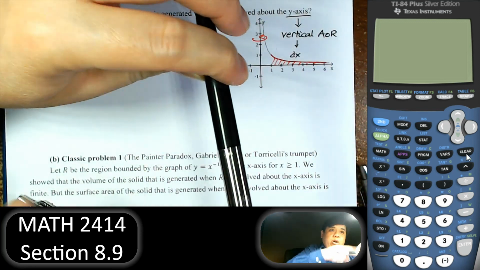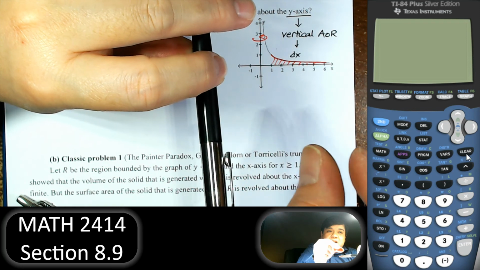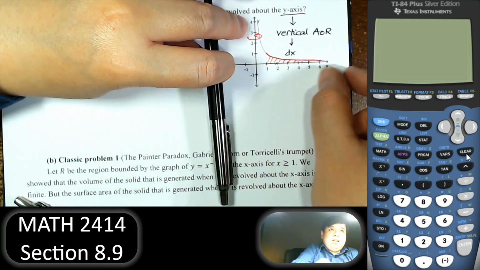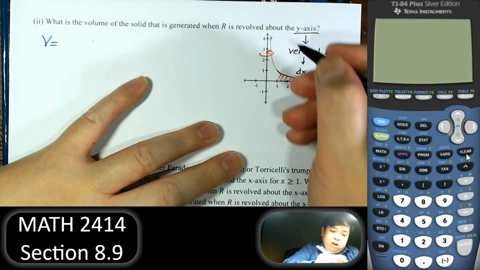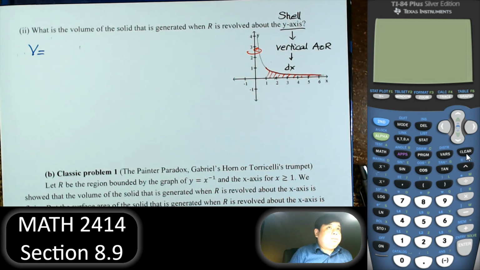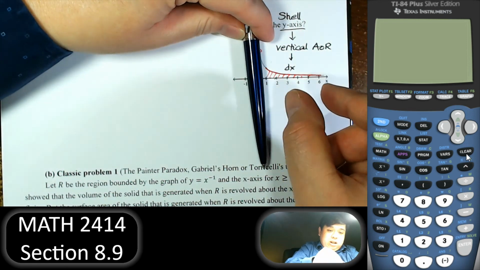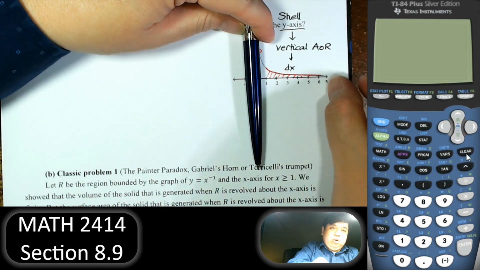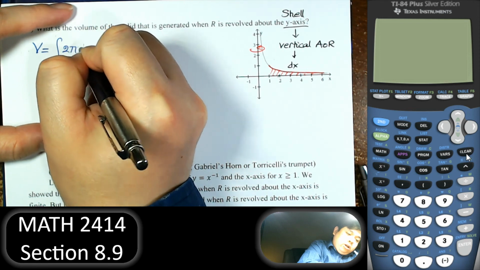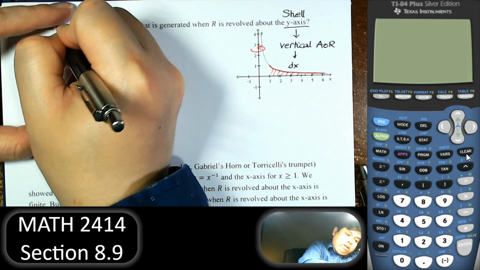What we do is actually wrap around the y-axis. So the thickness is increasing along the x-axis. In that case, we use the shell method here, because the axis of rotation is perpendicular to the increment, the dx. The shell method is 2 pi r h, and still dx, going from 1 to infinity.